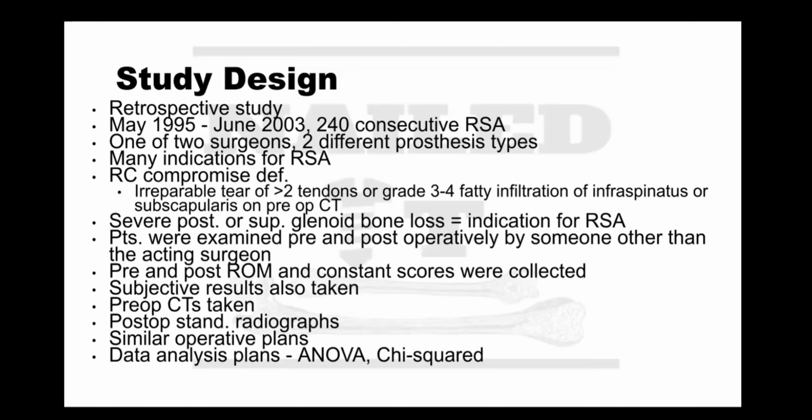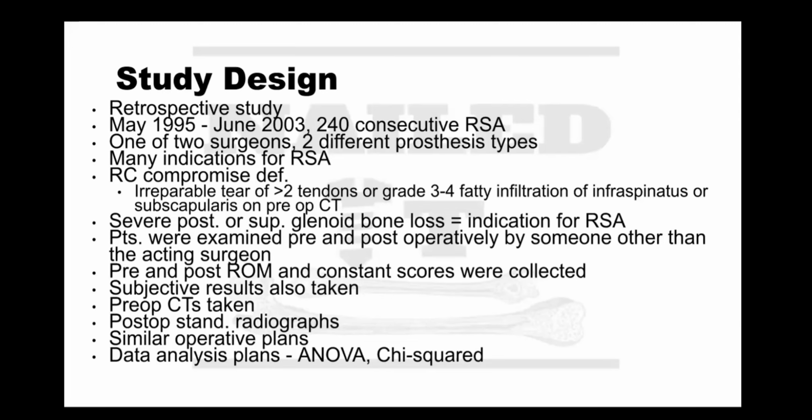The authors also point out that there are many indications for reverse shoulder arthroplasty. To name a couple, massive rotator cuff tears with chronic loss of elevation and rotator cuff arthropathy with failed physiotherapy. It's also important to note that the authors defined rotator cuff compromise as an irreparable tear of greater than 2 tendons or grade 3-4 fatty infiltration of the infraspinatus or subscapularis on pre-op CT. The authors also pointed out that severe posterior or superior glenoid bone loss was an indication for reverse in their study.